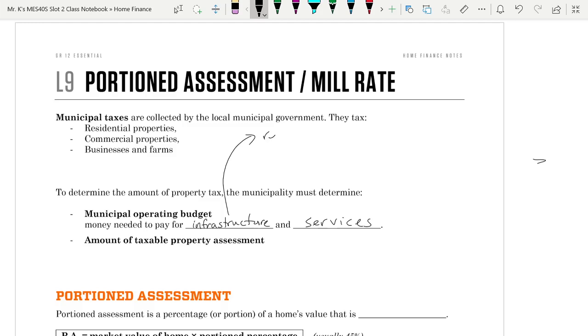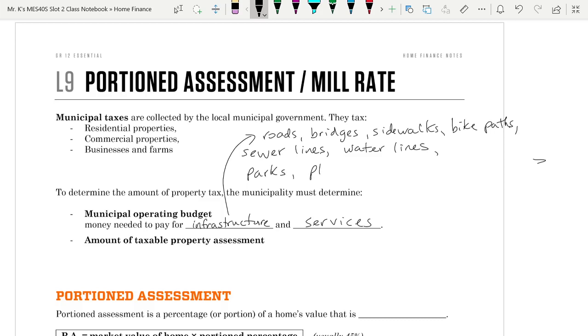Well, that would be things like roads, bridges, sidewalks, bike paths, sewer lines, water lines. Natural gas lines don't count in here because the natural gas company pays for those themselves. Parks, playgrounds. I can't think of anything else off the top of my head. I'm exhausted in ideas here, but I'm going to put a couple dots because I bet there's more.